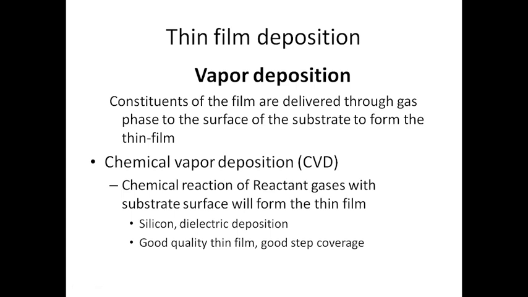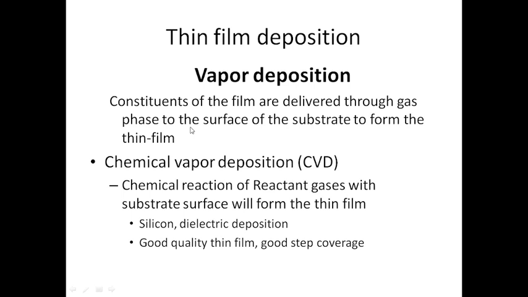Let us move on to thin film depositions. So we saw what the quality of the thin film is and all those things. Now let us look into the vapor deposition techniques. So what is thin film deposition? Of course, one of the possibilities is vapor deposition. In vapor deposition, the constituents of the film are delivered through the gas phase to the surface of the substrate to form the thin film.